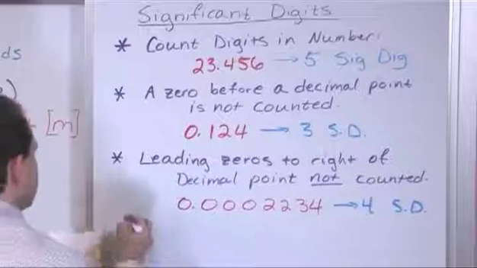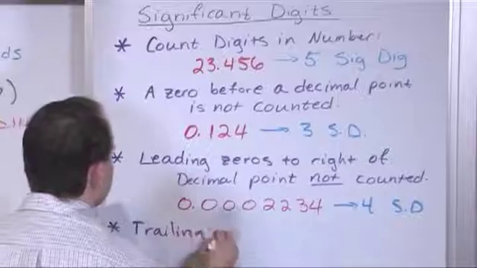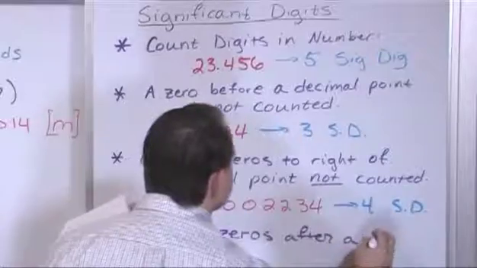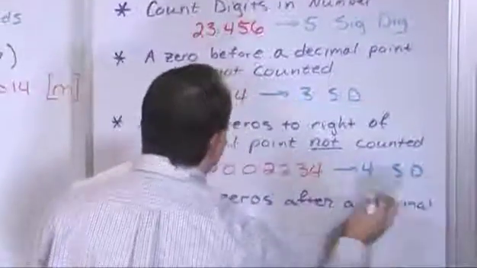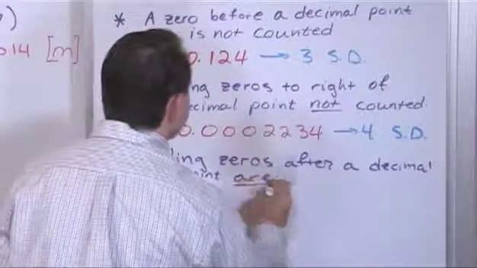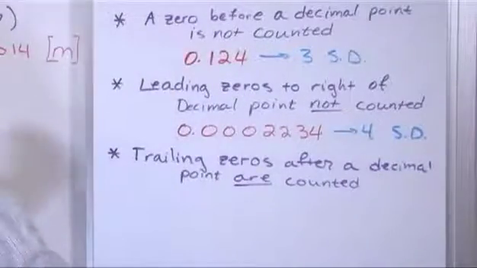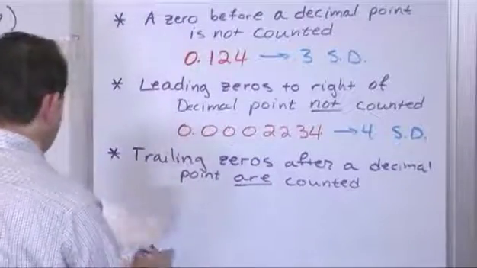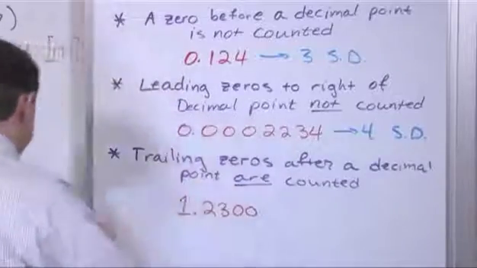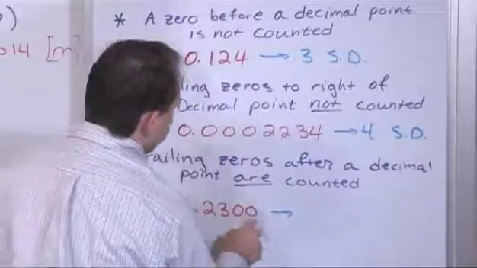Now let me give you one more. Trailing zeros after a decimal point are counted. All right, are counted. Let me give you an example of that. 1.2300. How many significant figures does this number have? Well, based on this rule, we have 1, 2, 3, 4, 5 significant digits.